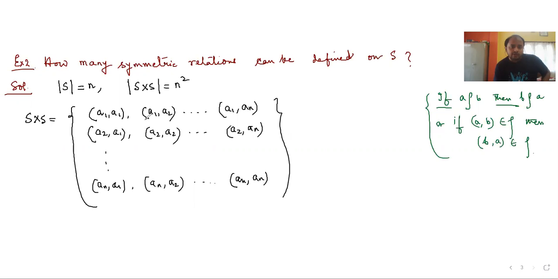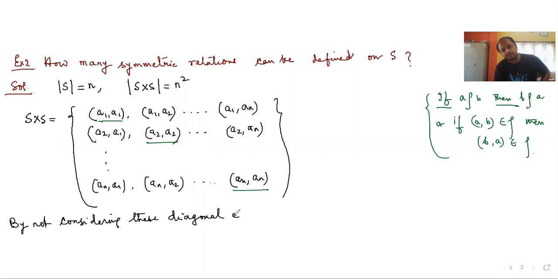Now, we already know that if I do not consider these diagonal elements, these n diagonal elements are present.